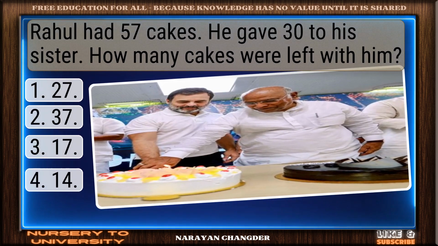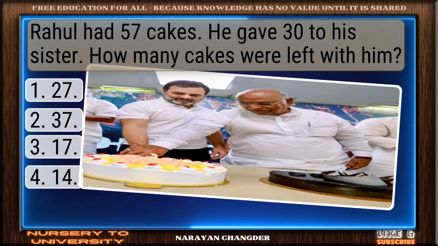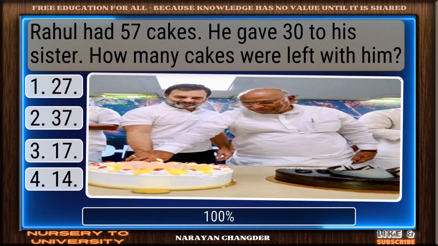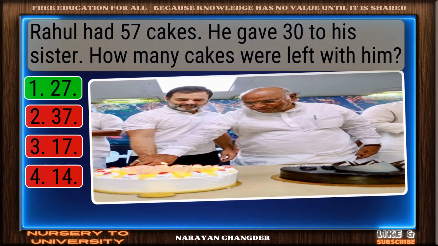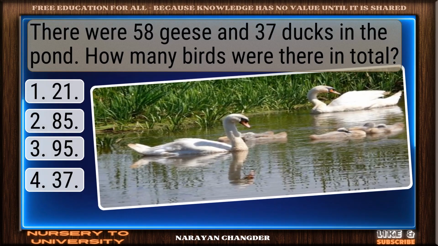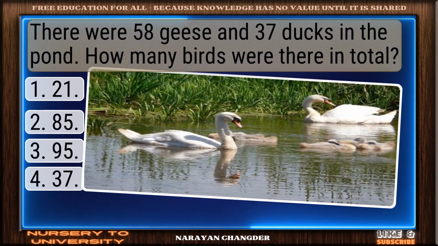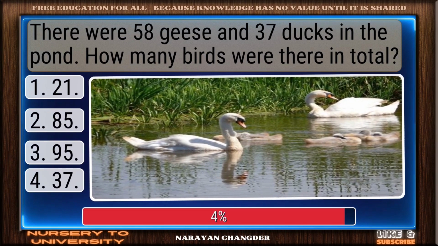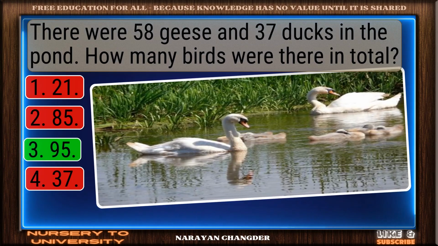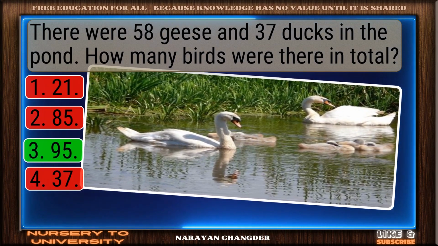Rahul had 57 cakes. He gave 30 to his sister. How many cakes were left with him? Exactly. 27 makes sense, and it is right choice. There were 58 geese and 37 ducks in the pond. How many birds were there in total? Right choice. 95 is the best answer.